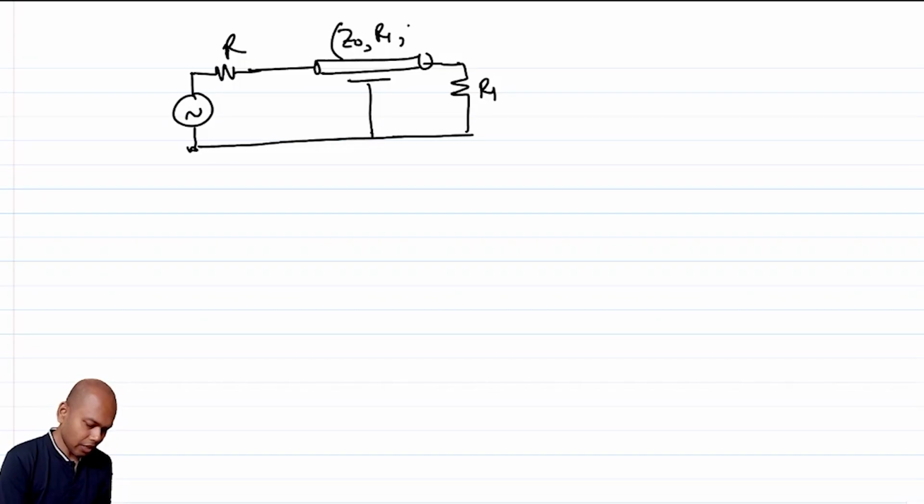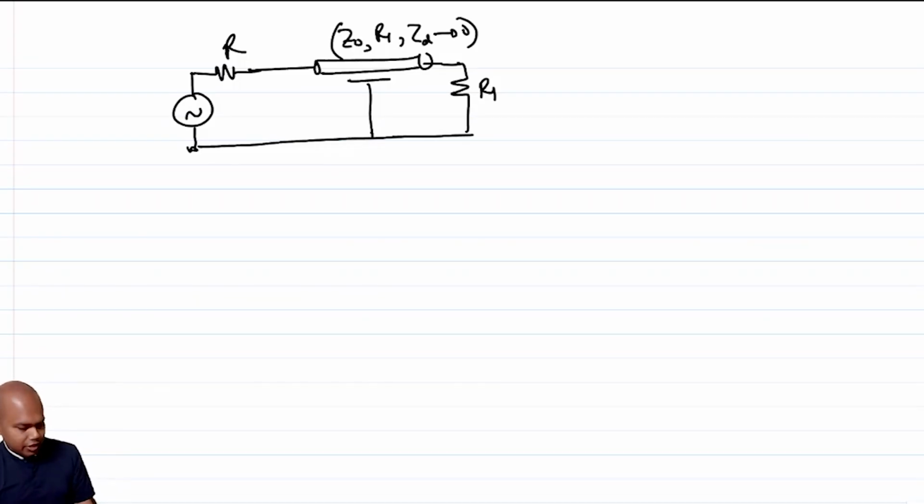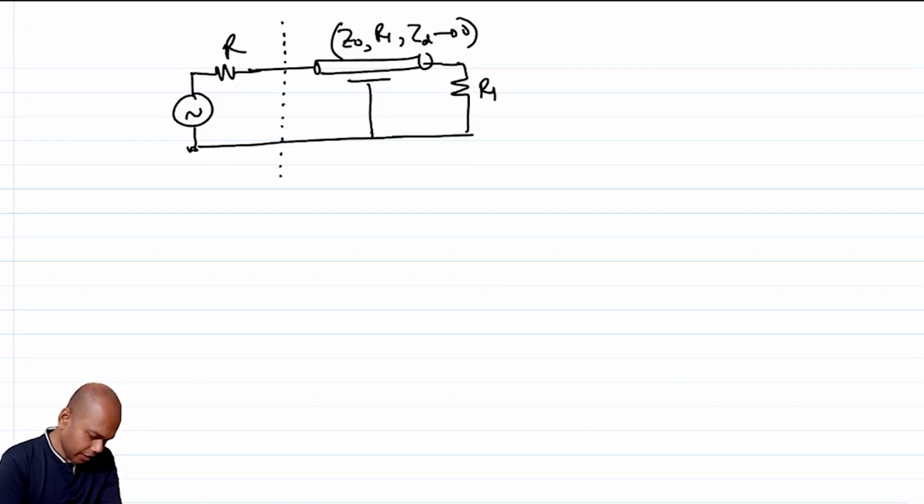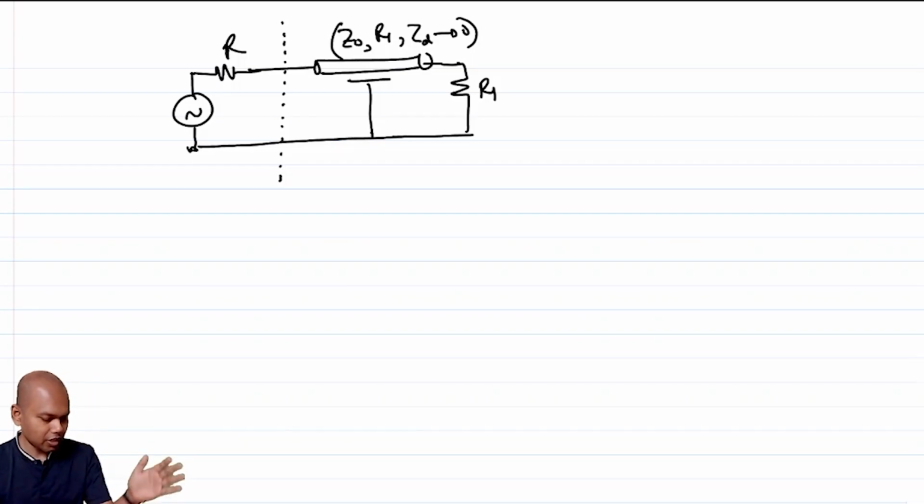Okay, and let's say this tau d tends to 0, right? So I do not want to carry over the e power minus j omega theta. So now what is happening? Let's say I have this port plane. This is often called a reference plane in RF parlance. Let's say I have this plane or this junction.